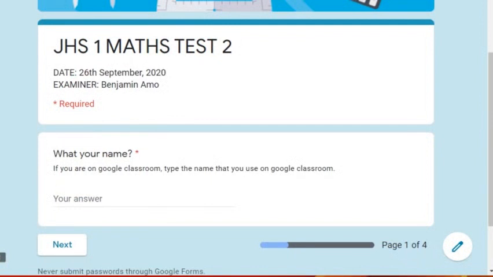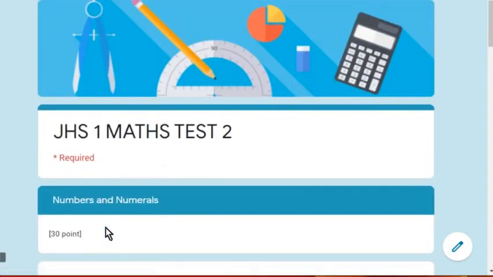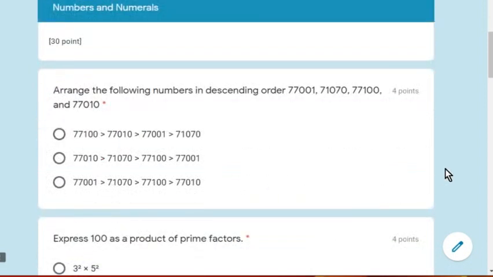Let's take a look at the answers for the test that we did on Saturday. So I'm going to walk you through this test. So let's say this is the marking scheme. Then I'll press next. The first question says arrange the following numbers in descending order.